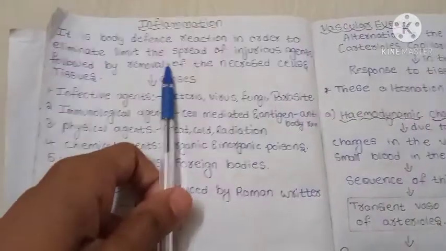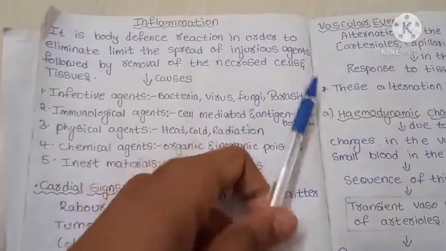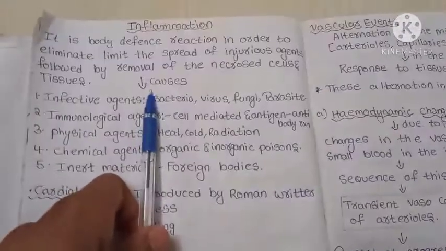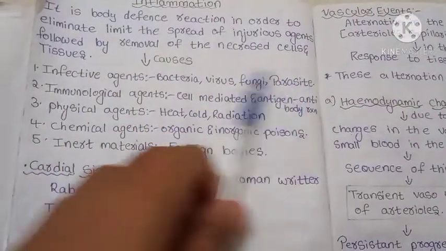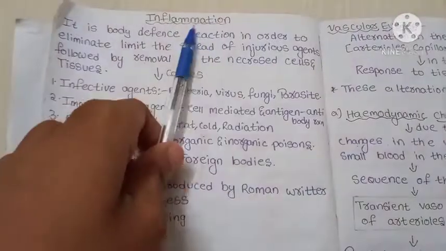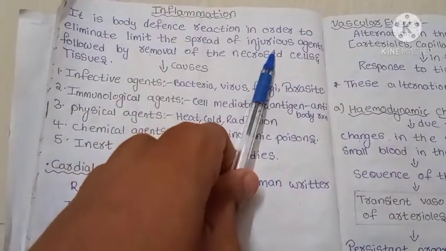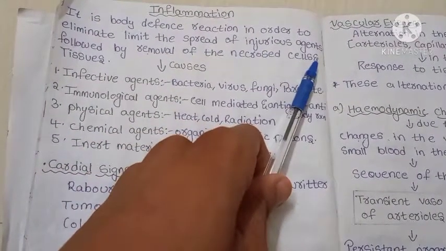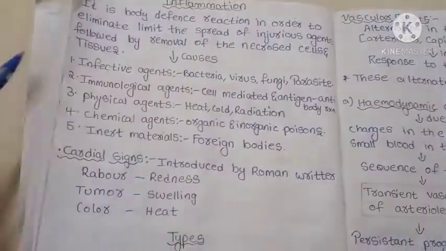Inflammation is the body's defense reaction in order to eliminate or limit the spread of injurious agents, followed by removal of necrosed cells and tissues. So inflammation occurs mainly to remove the injurious infectious agents, necrosed cells and tissues.